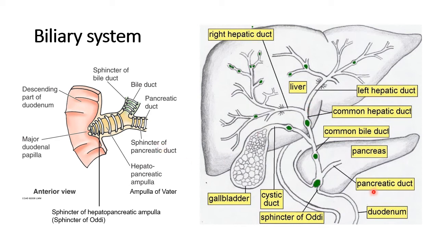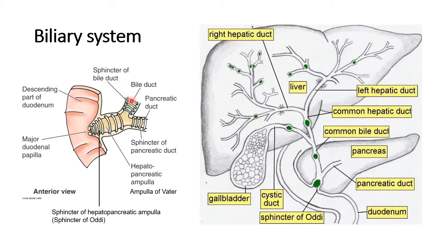Now there are also sphincters. This image is an enlarged image of this location, where you see the second part of the duodenum. That's the major duodenal papilla, where the hepatopancreatic ampulla of Vater drains, and this ampulla has a smooth muscle sphincter, and this sphincter is called the sphincter of the hepatopancreatic ampulla, or the sphincter of Oddi. So this is a sphincter that relaxes when the bile comes through the common bile duct and drains into the second part of the duodenum.